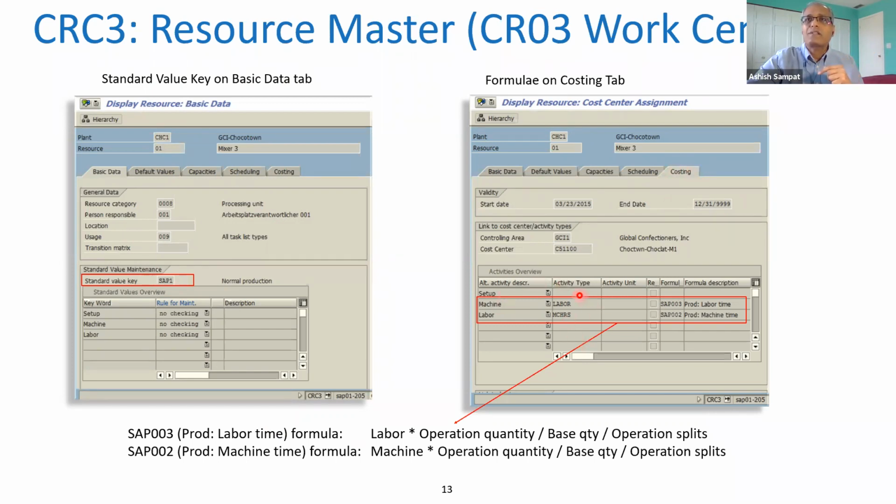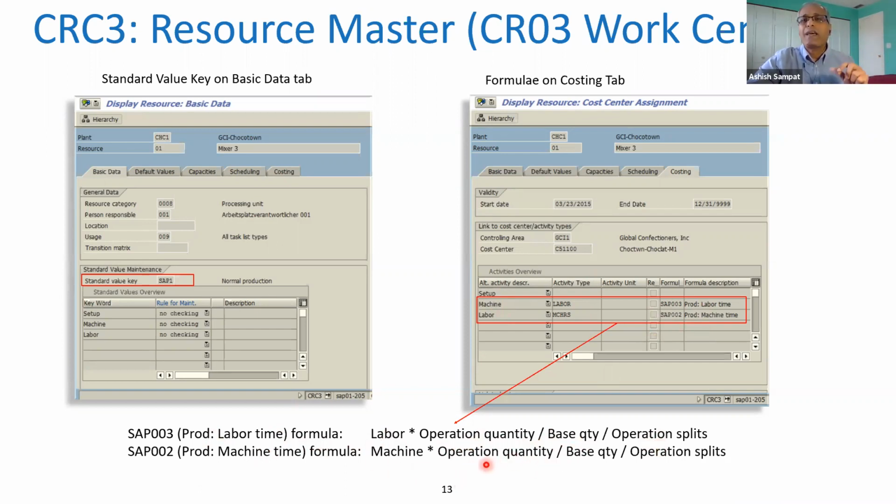three parameters, with two of them having activities maintained and two of them with the formula maintained. And then again, these formulae are done behind the scenes. So we know that when it comes to labor hours, we want to calculate the operation quantity divided by base quantity and divide by operation splits. And same with machine hours.